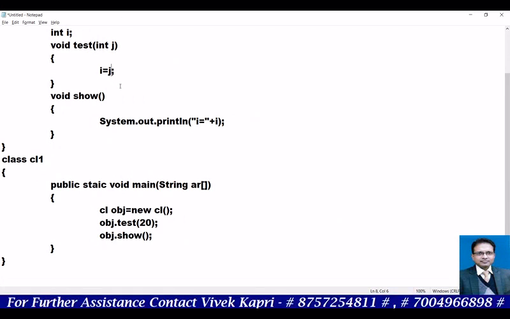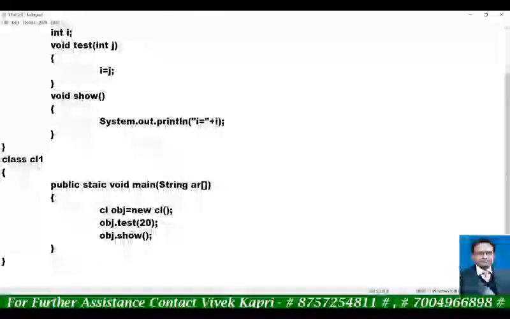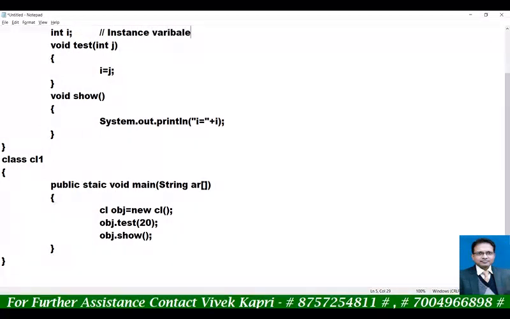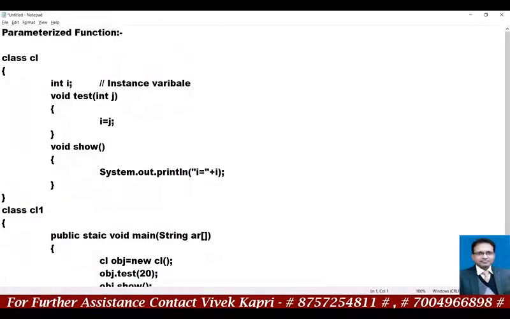What is the type of value in the function body? We have to declare the same type of variable, and by using that variable we can initialize any instance variables. These are called instance variables. I think you know instance variables. Now the variable i has got the value 20, and if you print the value of i, you will get i equal to 20.